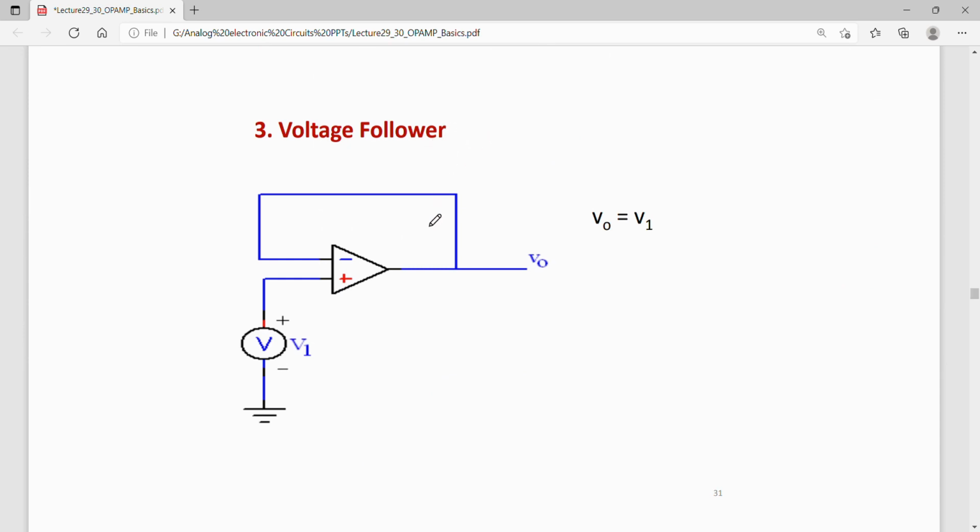Now if my op-amp is connected in this configuration, that is, the input is applied on the non-inverting terminal and the inverting terminal is shorted to the output, then this is called a voltage follower configuration, because the output will be equal to the input. This node potential is V1, so this node potential will also be V1, which is also equal to V naught. So whatever you apply at the input will be present at the output. This is a voltage follower using op-amp.